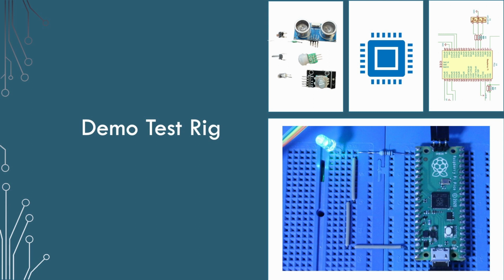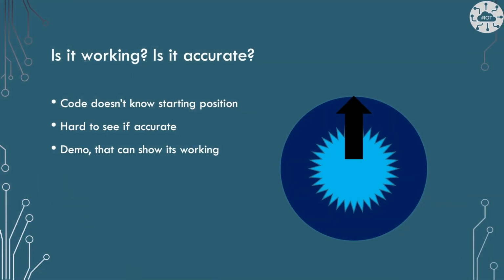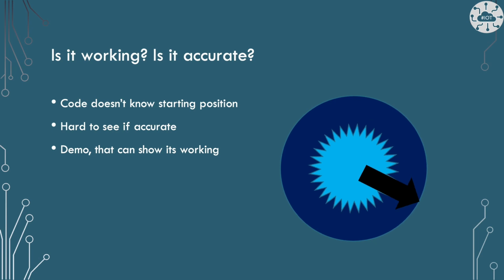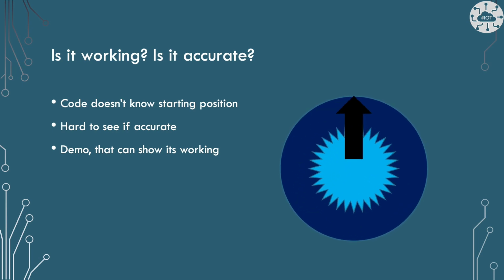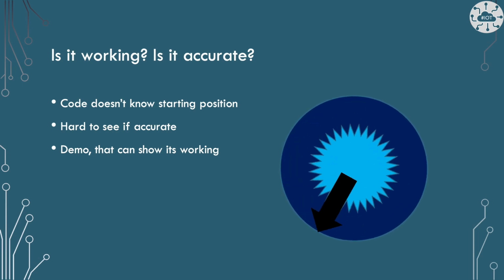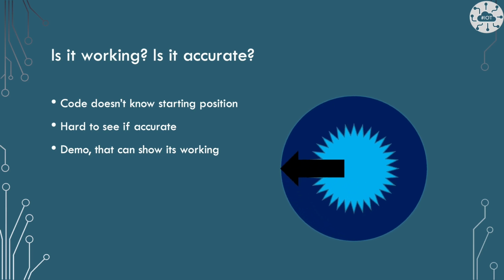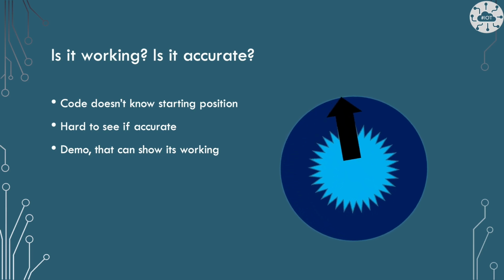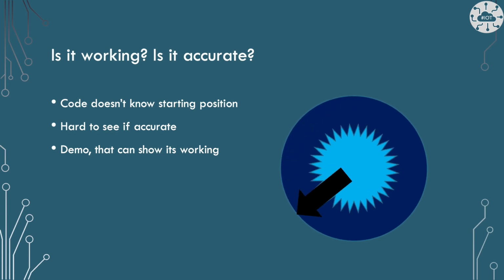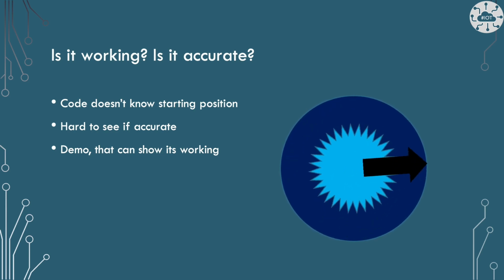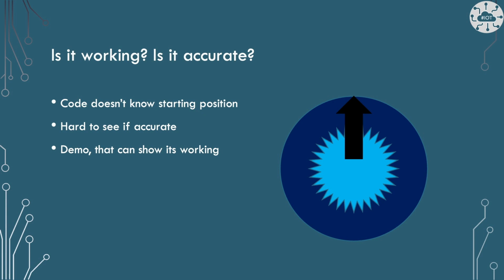How well is this really working? I want to build a demo test rig to see if the code is really working properly. I want to solve some problems though, so I want to know a starting position for the motor, or preferably move it to the start position each time. I want to then see it move against some sort of scale to see if it looks accurate. It isn't going to be perfect, these motors do miss the odd step.